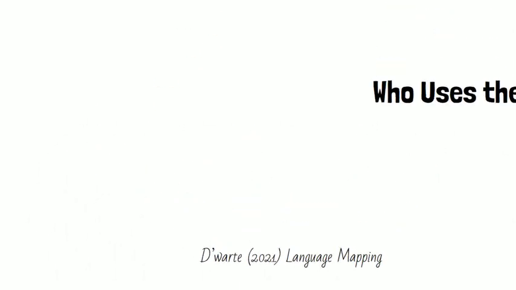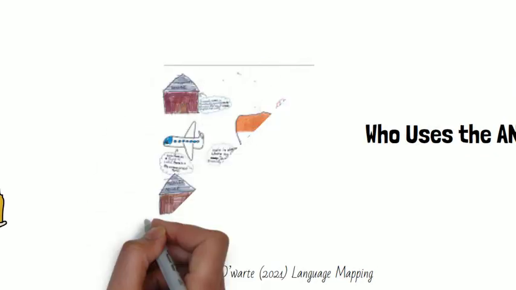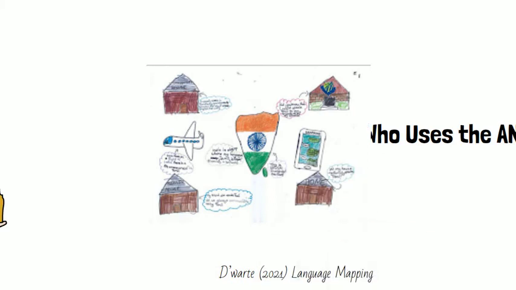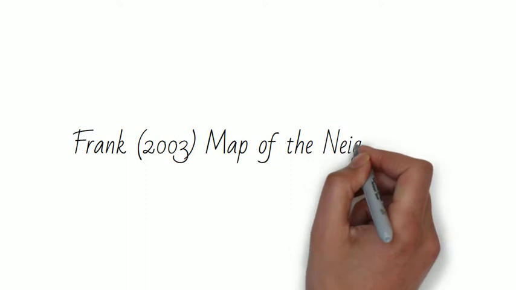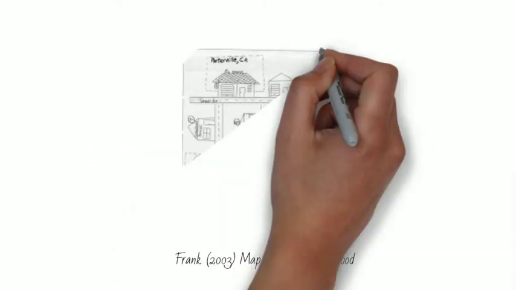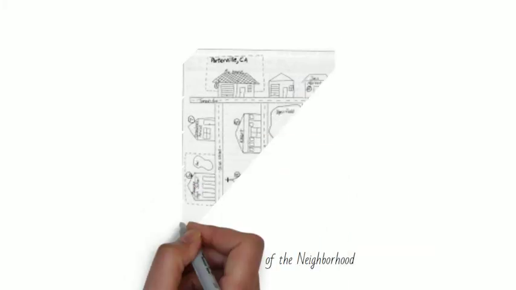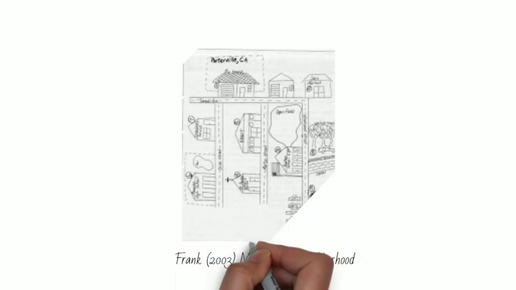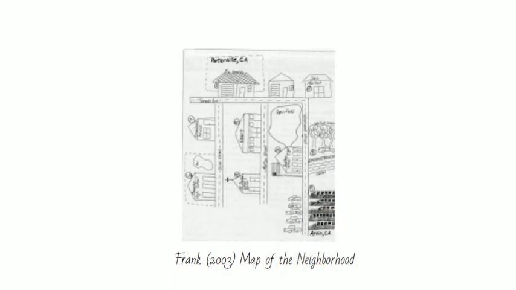Duarte talks of language mapping, where students are asked to map their language journeys: where they speak what language, how they mix, and what that means. Frank wrote an article about Jack Freyer's Map of the Neighborhood. He used it as a pre-writing activity for the South Coast Writing Project at the University of California, Santa Barbara in 1996. And Frank used it to help elementary teachers build confidence as writers.